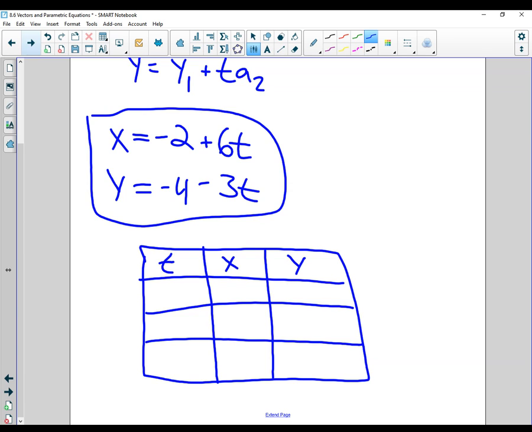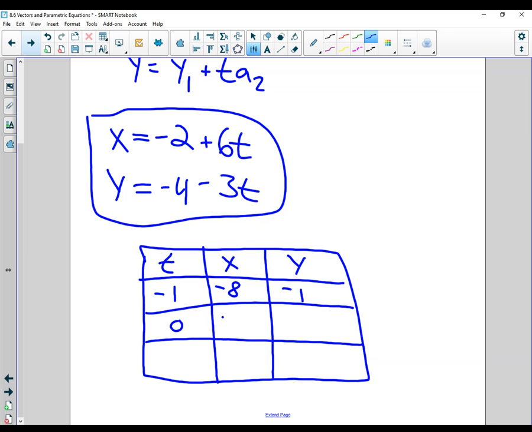So this is where we find out why everything is dependent on time. They tell you to make a table and graph it because I think that illustrates that what we're doing now is really dependent on t instead of x and y just being their own thing. So if t is -1, then we're going to get -2 minus 6, or -8. And then for y, we would get -4 plus 3, which is -1. If t was 0, that makes it easy.